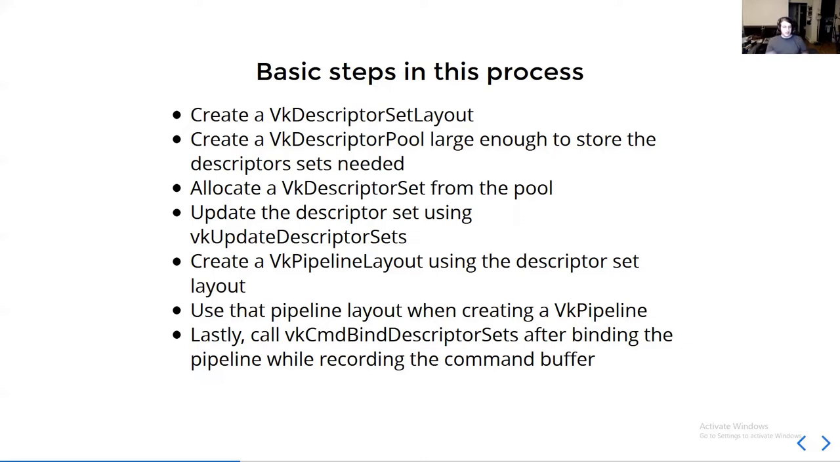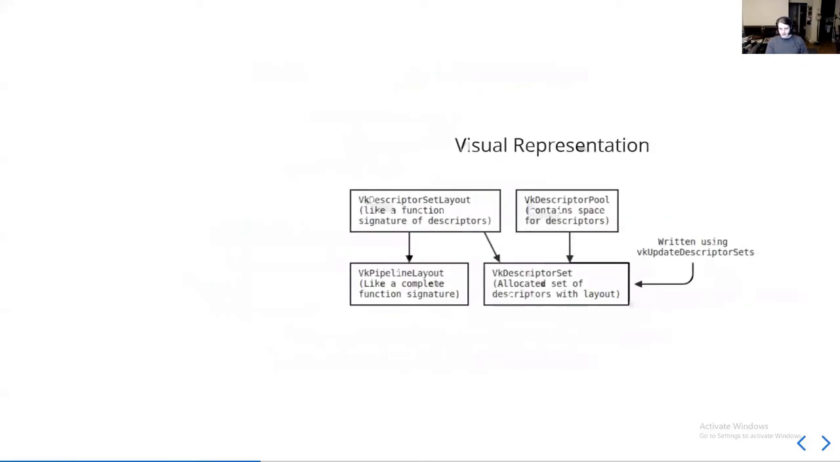We could have created the pipeline layout after we created the descriptor set, but regardless, you need to have this descriptor set layout before you can create the pipeline layout. But once you create the pipeline layout, you must use that when you create your pipeline. And then when you want to use the descriptor set you've made, you use vkCmdBindDescriptorSets. And you also need the pipeline layout and maybe the descriptor set layout. Actually, I think it's just the pipeline layout. Yes, I believe so. So that's the general process of using a descriptor set.